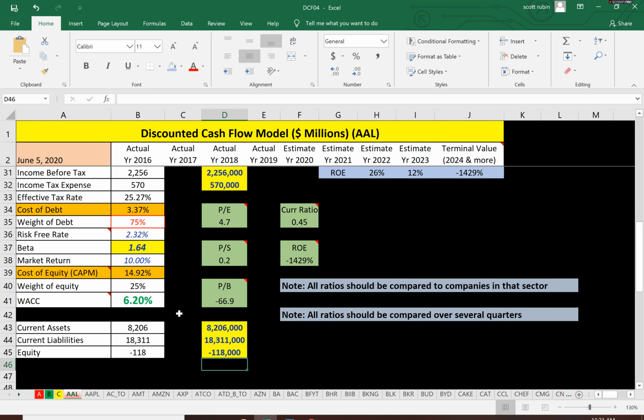So let's talk about these. These are probably the five most common ratios. But anytime you look at ratios, always remember you have to compare them to companies in that sector. Some people compare Apple to American Airlines, and you can't do that, because different companies have different ratios and it won't make so much sense. So compare it to similar companies, and also compare the ratios over several quarters.